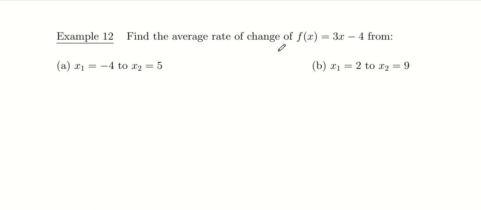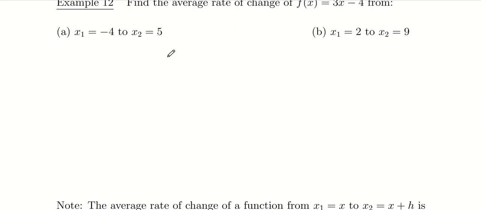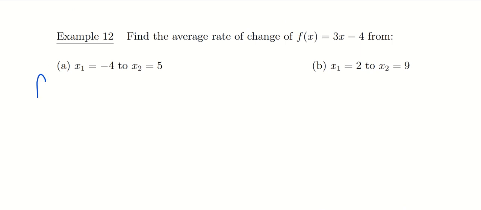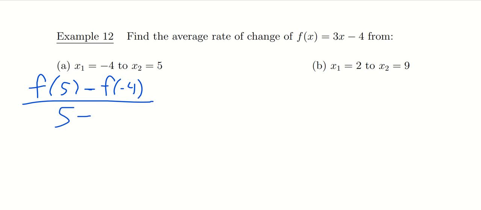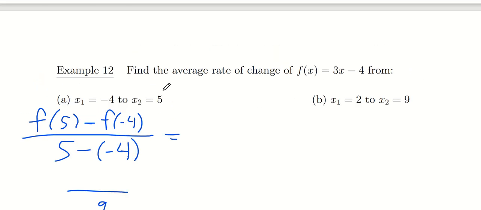Let's do one more. Let's find the average rate of change of this function, 3x minus 4, from negative 4 to 5. This is going to be f of 5 minus f of negative 4. Be very careful with your parentheses here. The denominator is x2 minus x1, x2 minus an x1 value, which itself is negative. So minus and minus will turn into a plus ultimately. We're going to have a 9 in the denominator. Again, off to the side, let's work out these function values. We need f of 5 and f of negative 4.